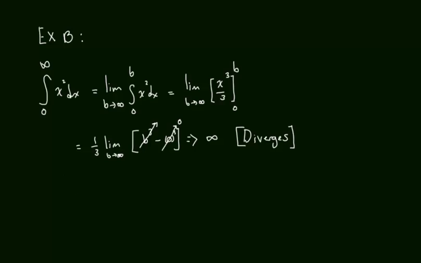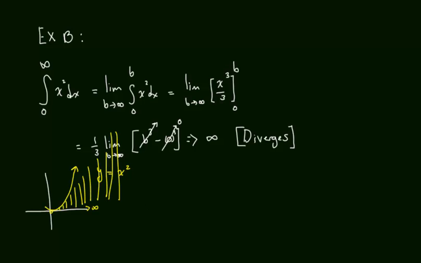Now this is real easy to see in the geometric sense. If I take a look at that curve, let's say y equals x squared, and that's going to be this parabola. And if I look at the area under the curve from 0 to infinity, well, we see that that area keeps growing and growing and never stops growing. It grows without bound. We say that the area diverges.